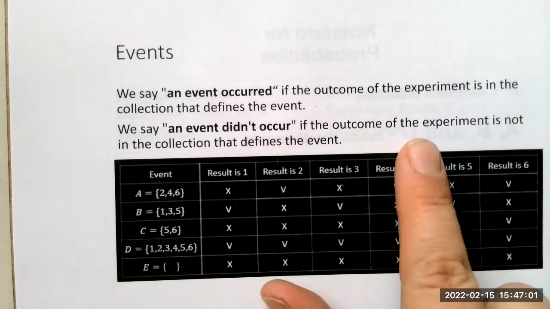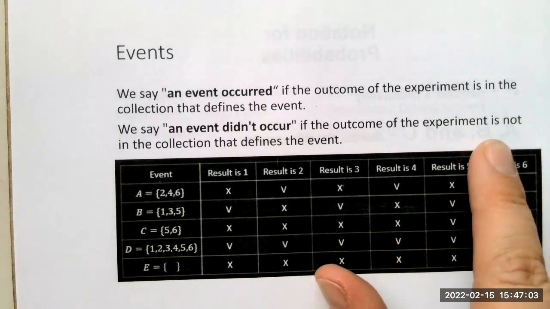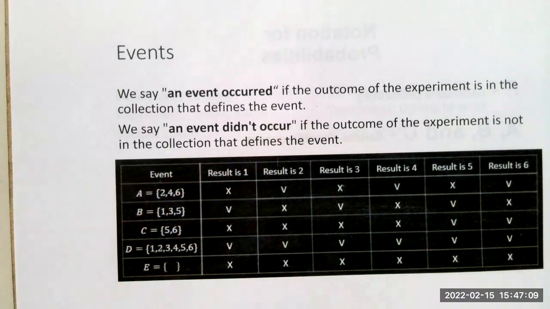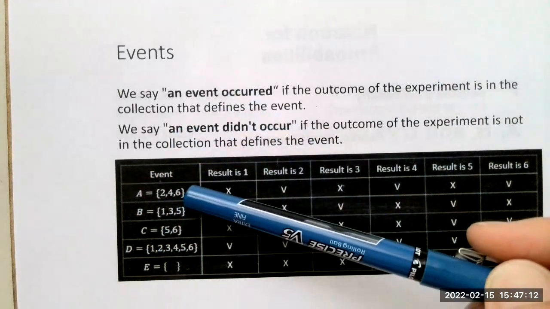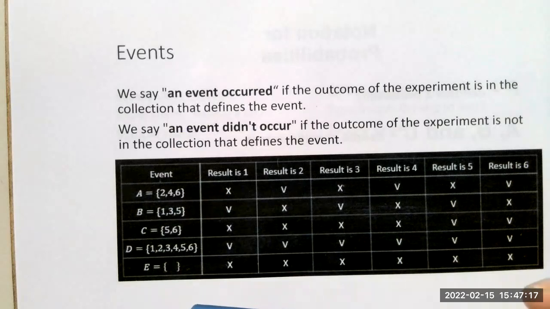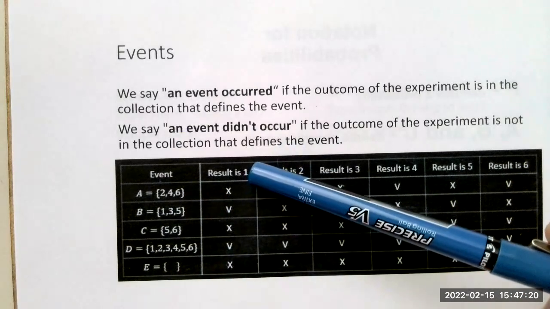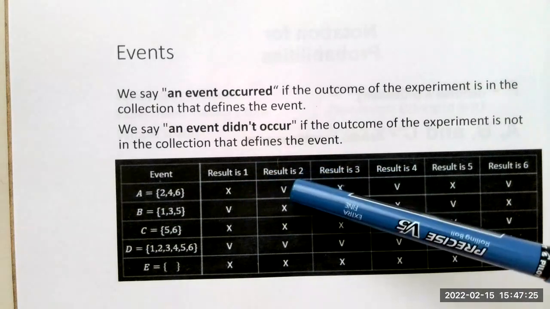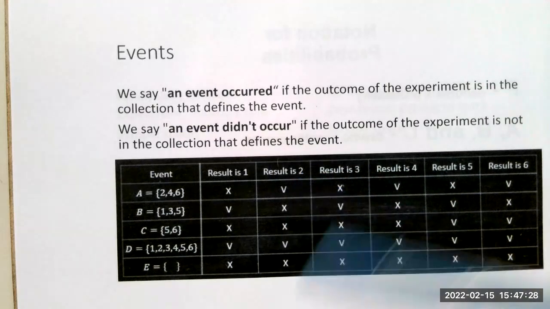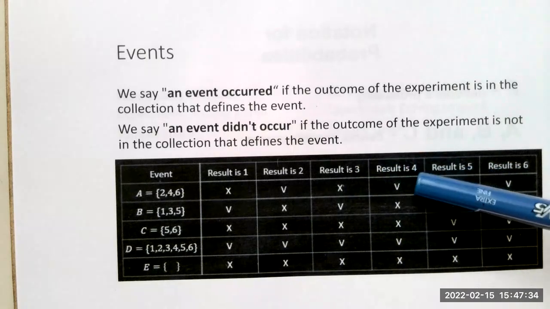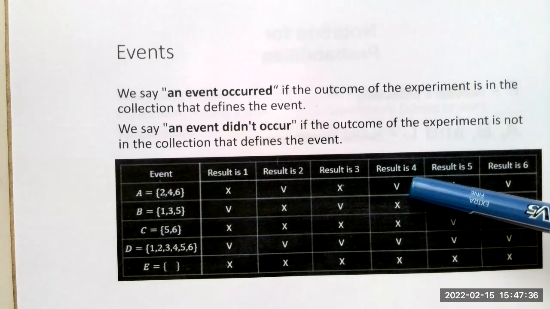And we say that an event did not occur if the outcome of the experiment is not in the collection that defines the event. So for example, the event A is described as 2, 4, or 6, basically our even numbers. So if I rolled a die and I got a 1, the event A did not occur. But if I got a 2, the event A occurred. If I rolled a 3, event A did not occur. If I rolled a 4, then the event A occurred. And so forth.